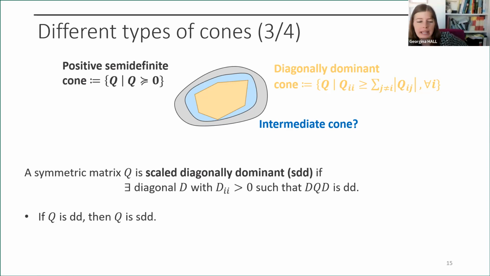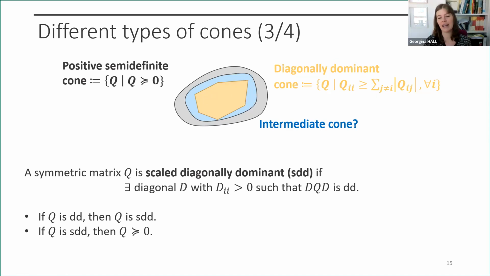Okay, so what are the relationships between all these concepts? How does diagonally dominant compare to scaled diagonally dominant and to positive semi-definite matrices? It's quite easy to see that if Q is DD, then Q is SDD. From this definition, just take D to be the identity, and you get the proof. So we do indeed have that the set of diagonally dominant matrices is inside the set of scaled diagonally dominant matrices.